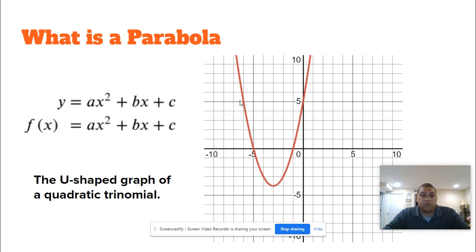The definition is basically the U-shaped graph of a quadratic trinomial, right? Okay, you graph this, you type this into a calculator, this shape's going to come up.